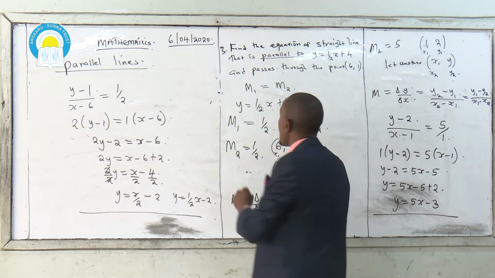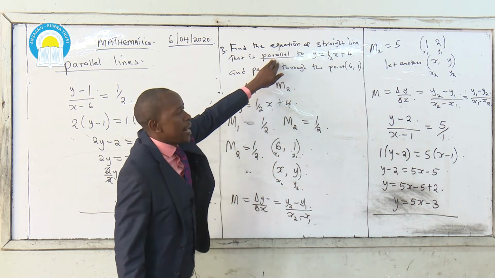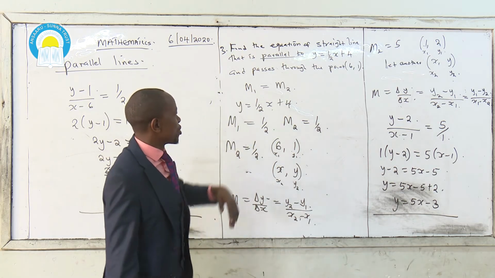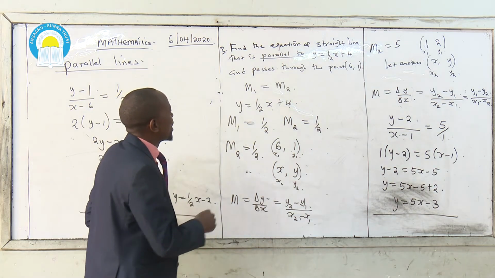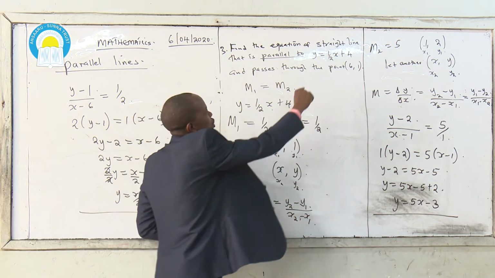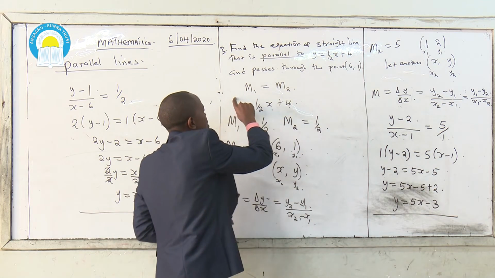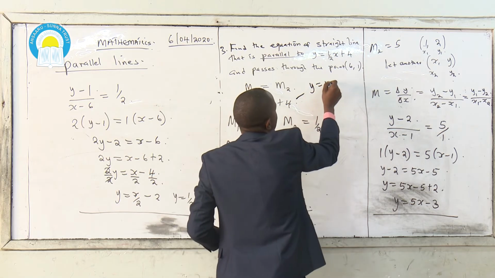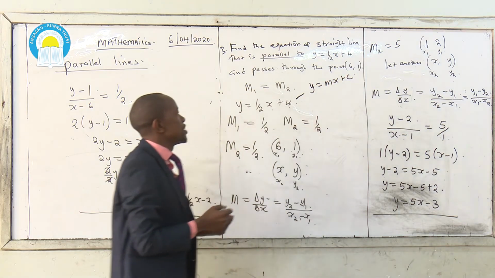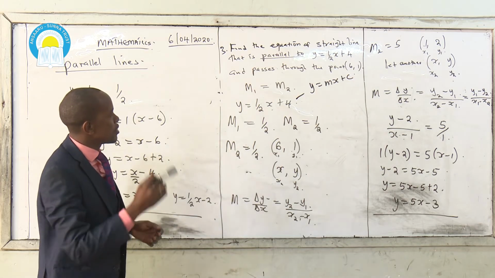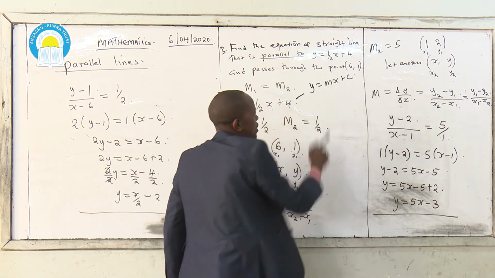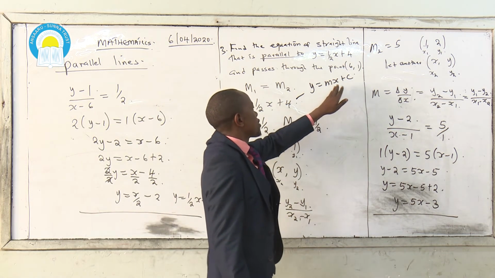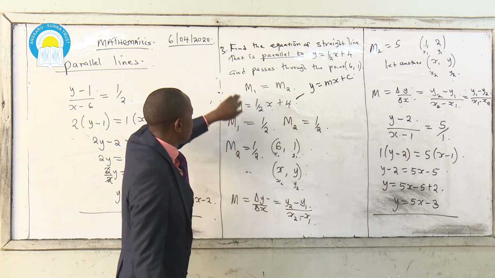We started by saying that we realized that they are parallel lines. That's why we have written M1 equals M2. Now we said we can state our gradient from the equation that is given. We can only state this gradient if the equation is written in the form y equals mx plus c. If it's not written in that form, then you are advised as a student to make sure that the equation has been written in that form. Then you can state the coefficient of x, that is the gradient. Now our gradient in this case is a half.